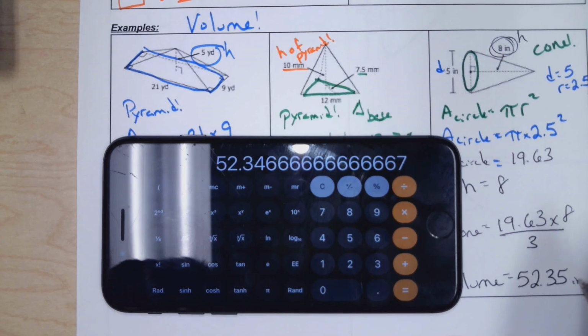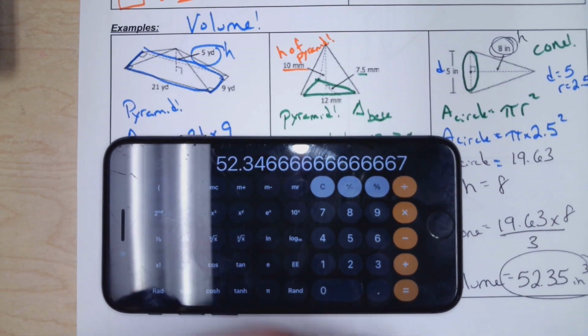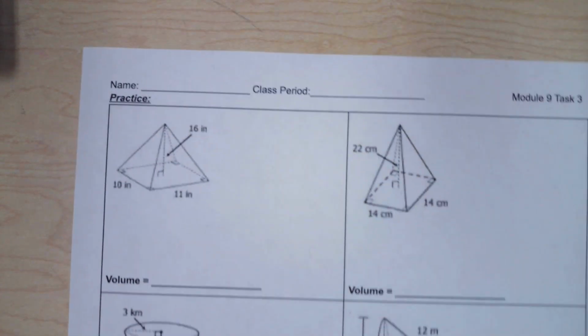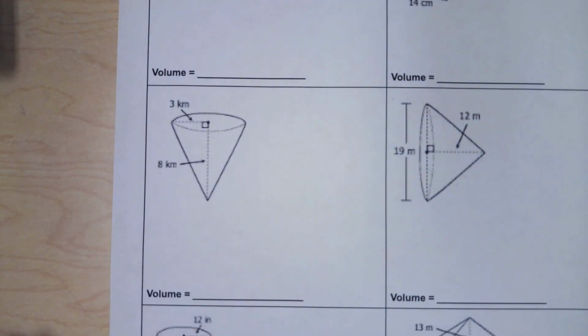52.35 inches cubed. Alright. So on the next page, you've got 6 problems to do, pyramids and cones. Good luck.